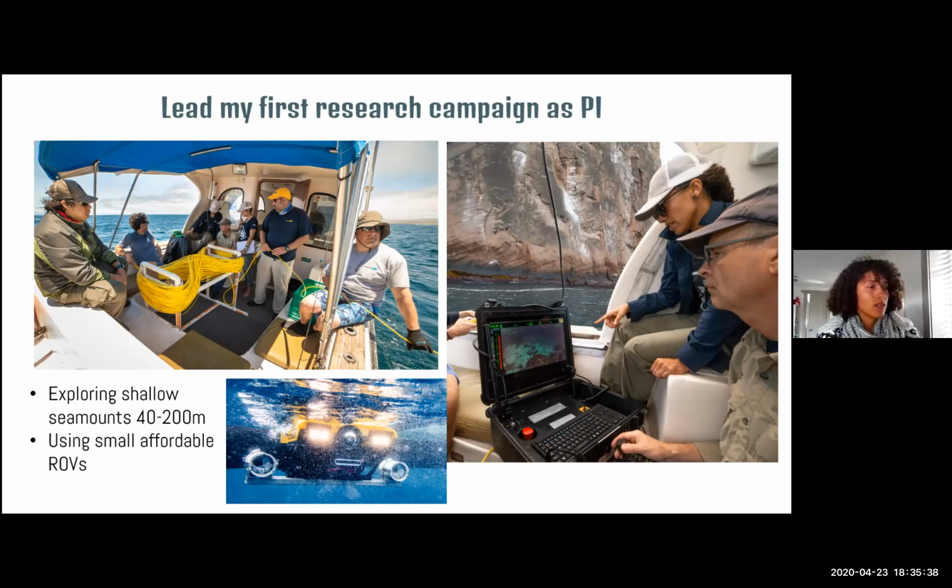And what I proposed was to explore shallow seamounts. So seamounts are underwater mountains, and we have lots of those in Galapagos because of all the volcanic history. I wouldn't be surprised if there's lots in the Caribbean. I'm not entirely sure.